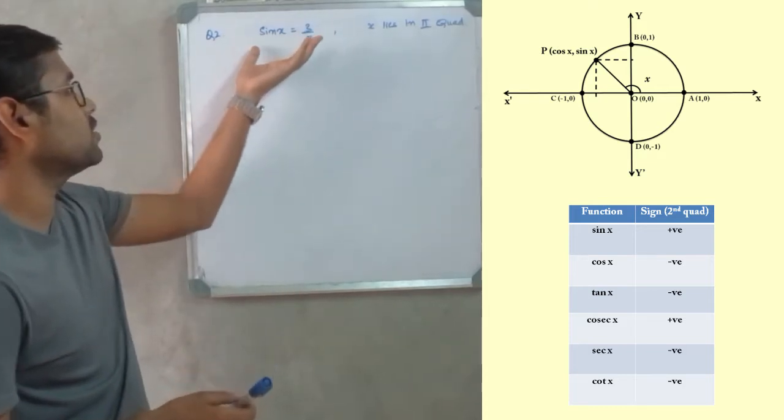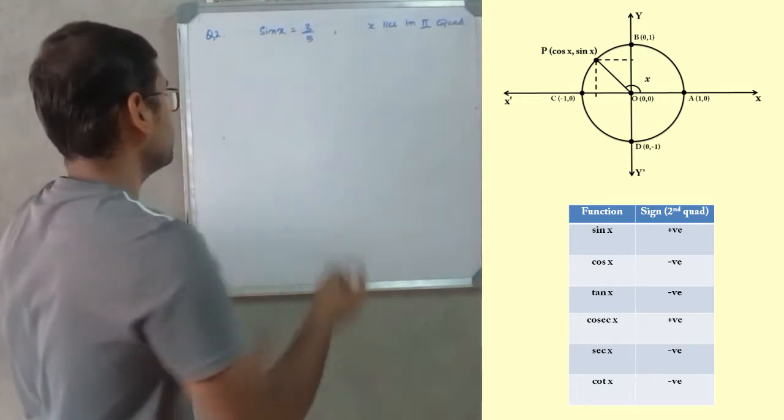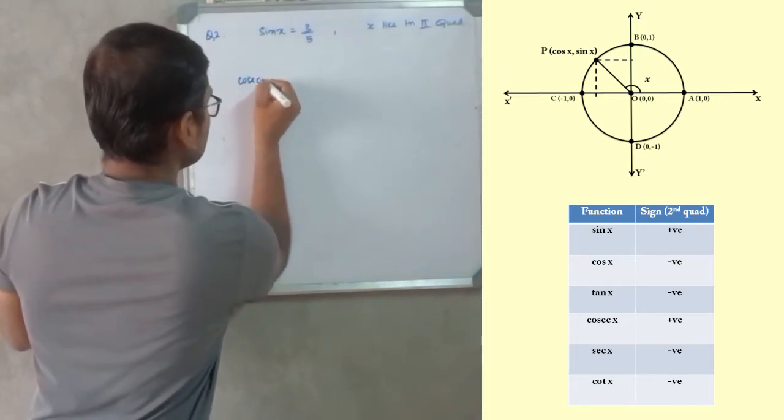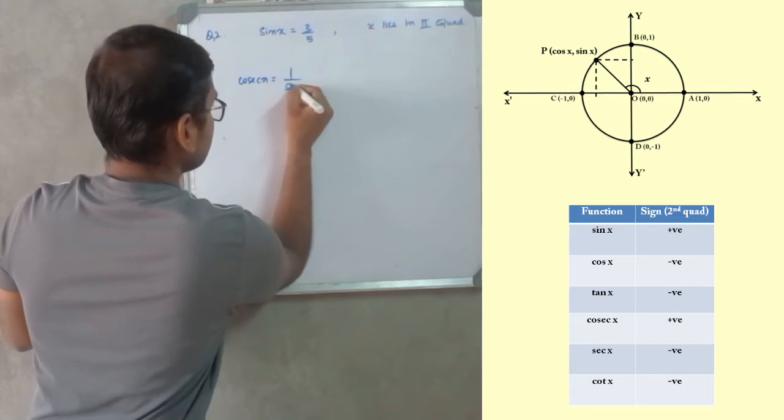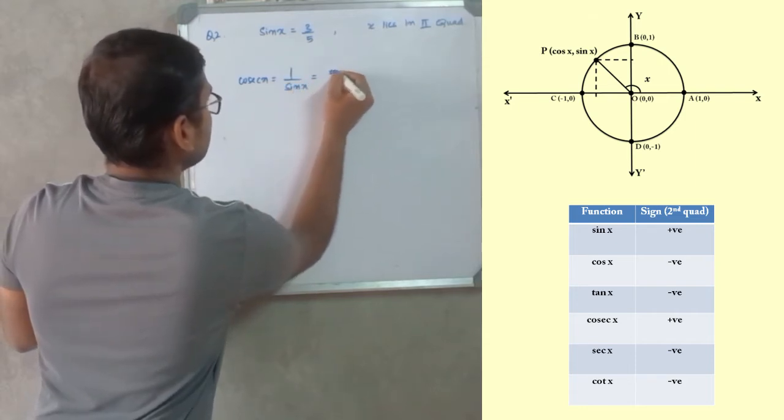Now using this information I can easily find the value of cosec x. Why? Cosec x is basically 1 by sin x. The cosec x will be 5 by 3.